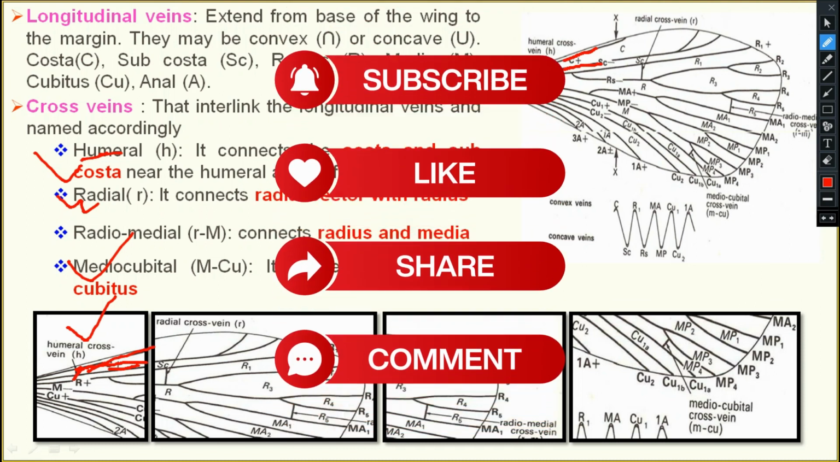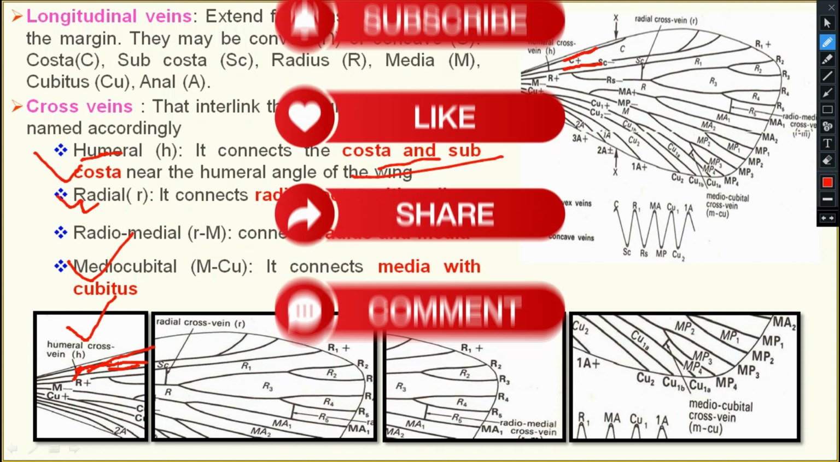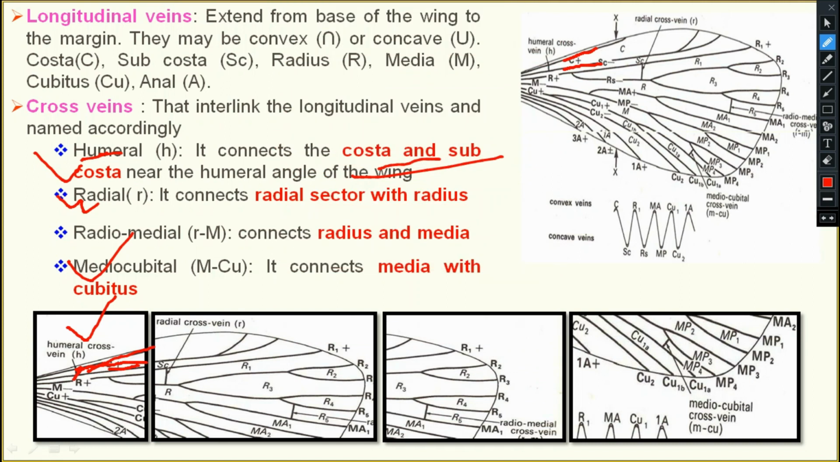Humeral vein or humeral cross vein, denoted as H. Clear? Yes, sir. Next you see in between subcosta and radius there is no cross vein. Nothing is there. Next you see radius is divided into two types.